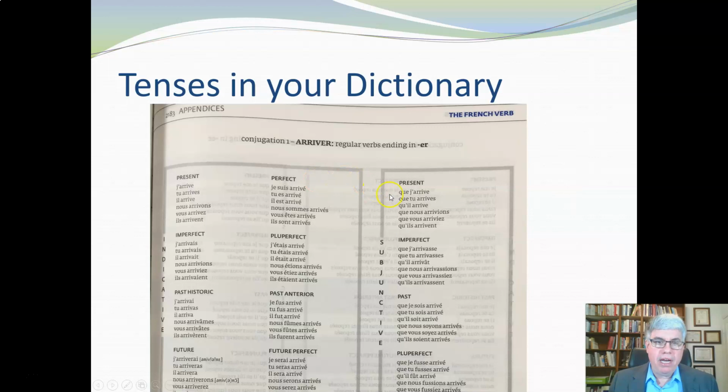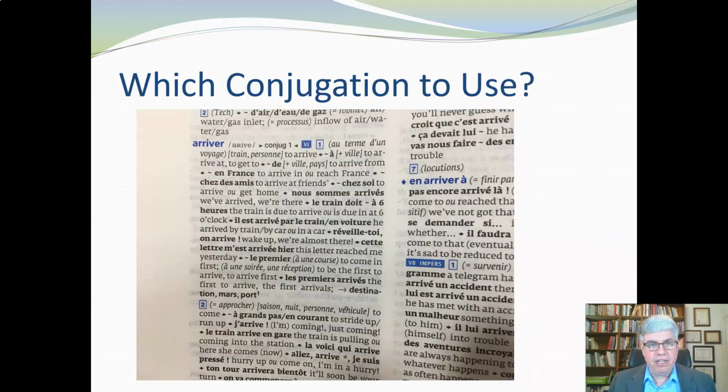But what I want to emphasize is that this is known as conjugation 1, and the next page is conjugation 2, and so on. Now, what does this mean? Let's actually look at a verb in the dictionary. Let's go to the verb arriver. So here we have the infinitive written in bold in blue. That's how you look it up.